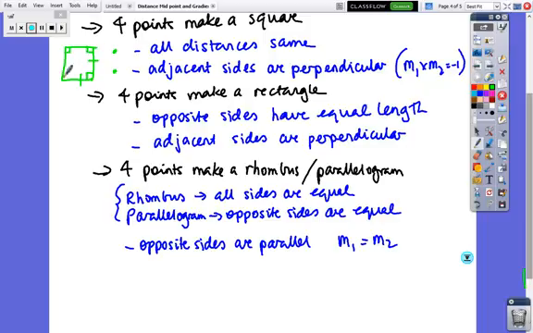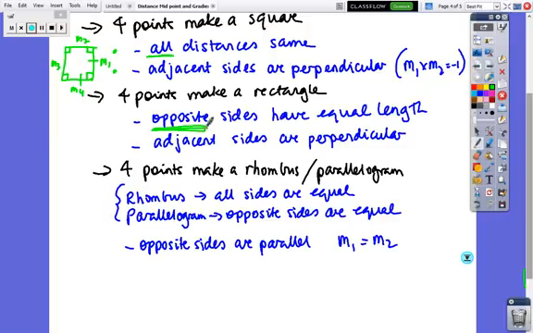Theoretically you'd have to keep going all the way around, so that's not going to be quick. Once you've got the gradients, you've really got to go right around. You have to find the 4 gradients and then prove that M1 times M2 and M3 times M4 equal minus 1 when you multiply. If you need to prove a rectangle, basically the same, except opposite sides have to be equal. So in squares, all sides are equal. In a rectangle, opposite sides are equal.